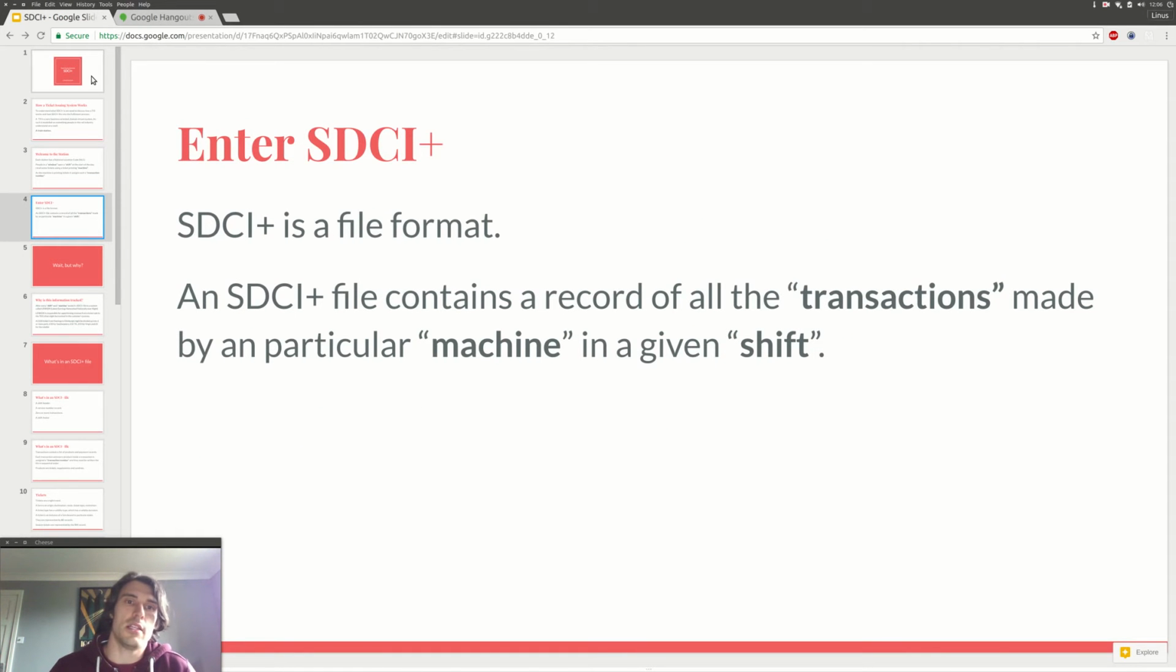Now, SDCI Plus is a file format, and it's used to describe the transactions that are made by a particular machine in a given shift. These machines that are operated by people in the windows will issue tickets over the course of the shift, and the SDCI Plus is a record of all the tickets that that machine has printed.